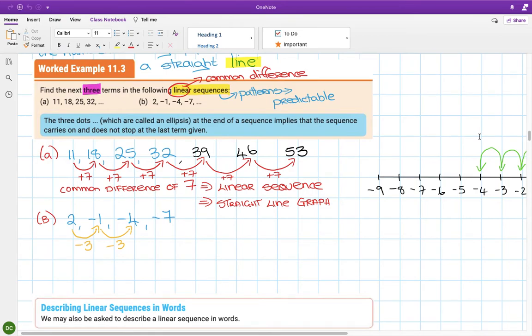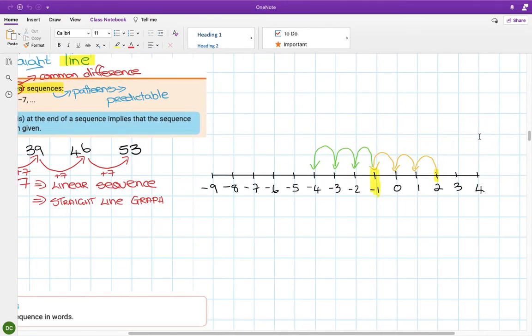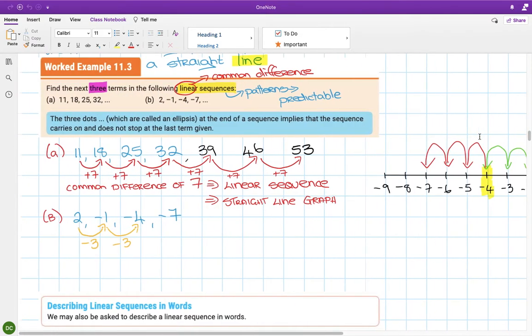Yeah? So now we're going to go from minus 4 to minus 7. So we're here on minus 4 and we want to go to minus 7. So 1, 2, and again, that is 3. Okay?